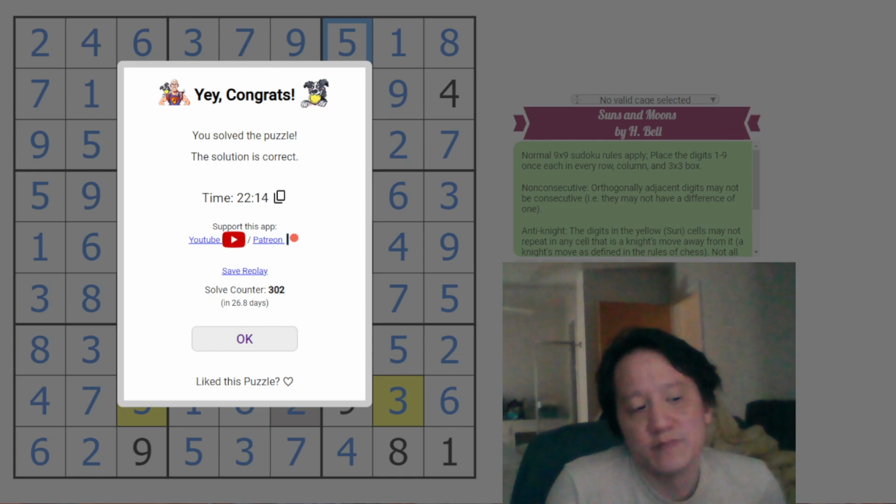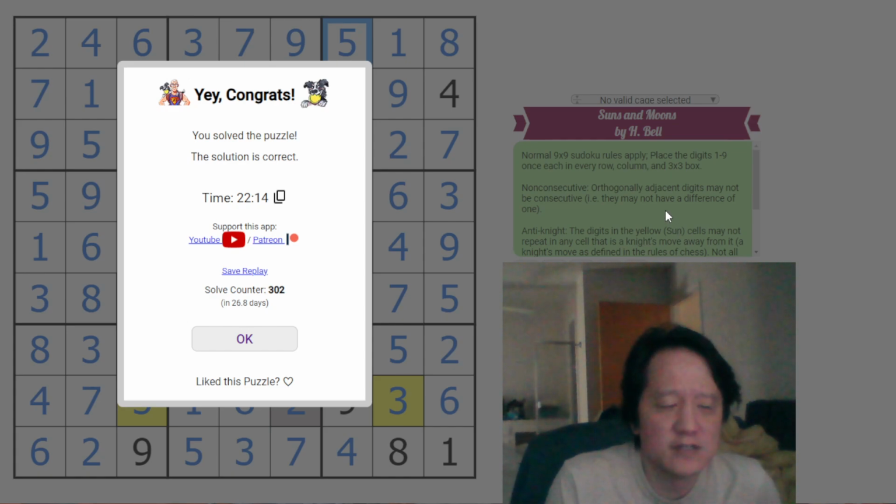And that's the puzzle. Yeah, I would say this is probably an easy puzzle. Takes a while to get used to the rules and figure out how to approach it, but yeah, it seemed good.